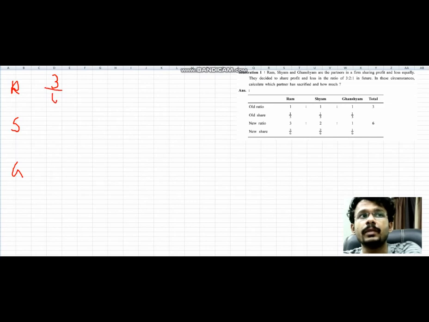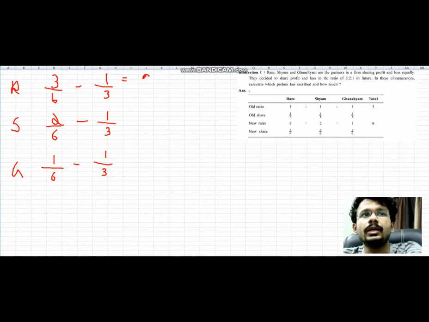So this will be 3 by 6, this will be 2 by 6, and this will be 1 by 6, minus, minus, minus. What's your old ratio? Your old ratio is 1 by 3. Here also your old ratio is 1 by 3. Here also your old ratio is 1 by 3. Now let us cross multiply and find the answer.